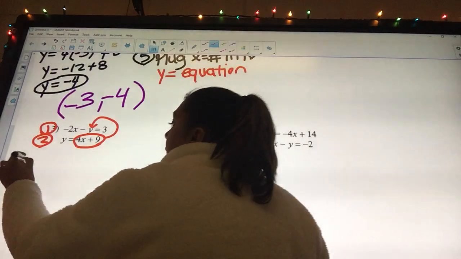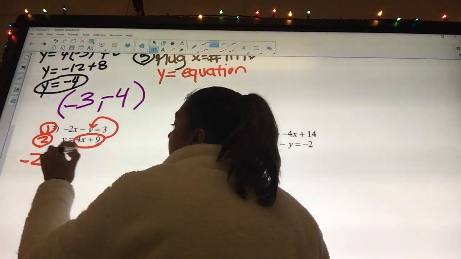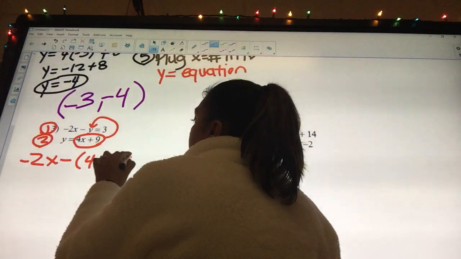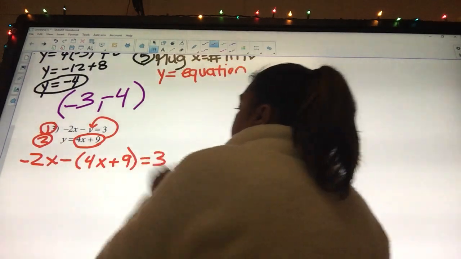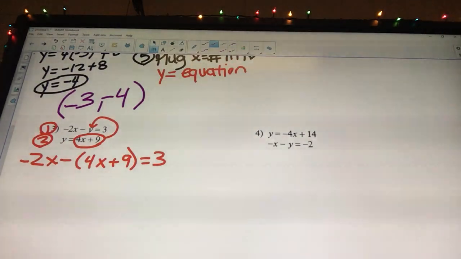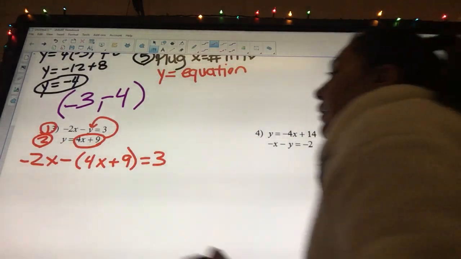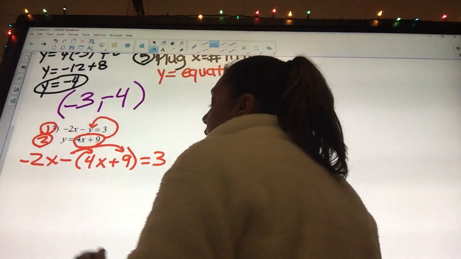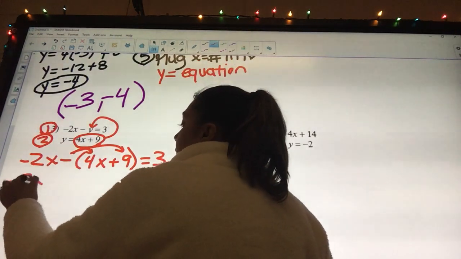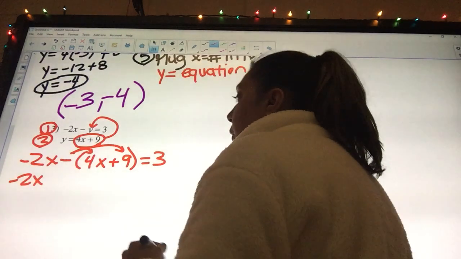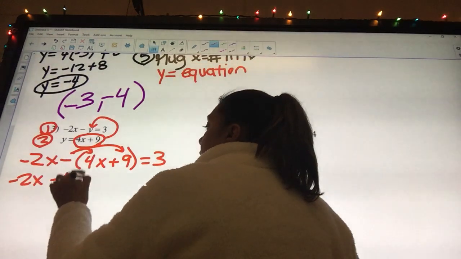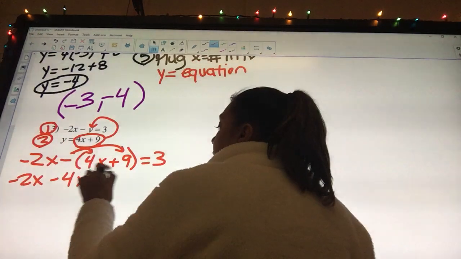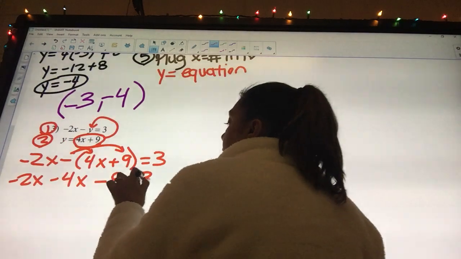So I'm going to have -2x minus, and now there's a y. So I've got 4x plus 9 equals 3. Same thing, we have to distribute and then combine like terms. We're distributing a -1 everywhere. So it's going to be -2x. -1 times 4 is -4x. -1 times +9 is -9, equals 3.